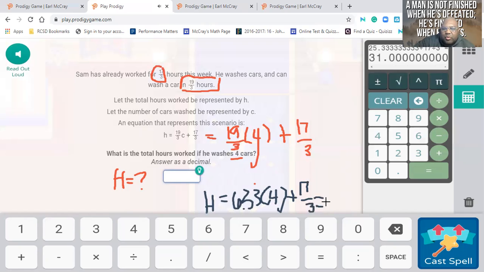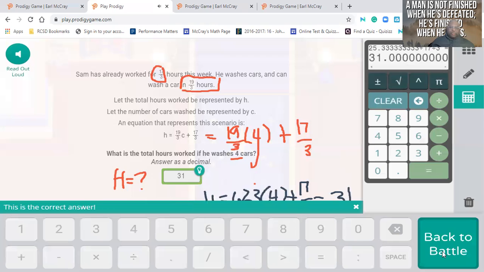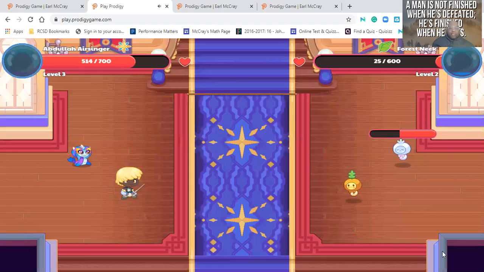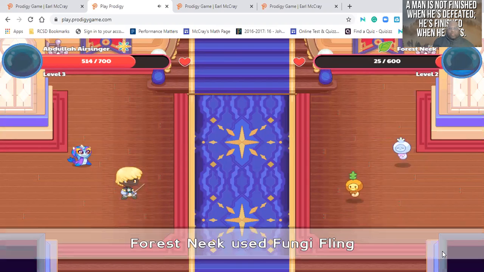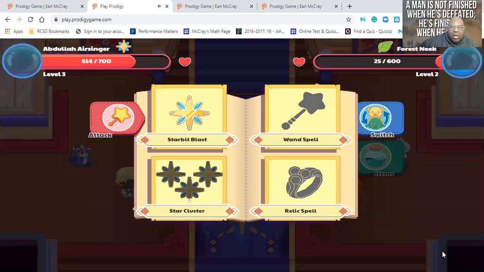Let's see if that's true. So we put 31 in there. Let's see if that's true. Amazing. I actually expected the problems to look a little bit different, a little closer to what we've already been doing. But okay, I guess they randomized this.